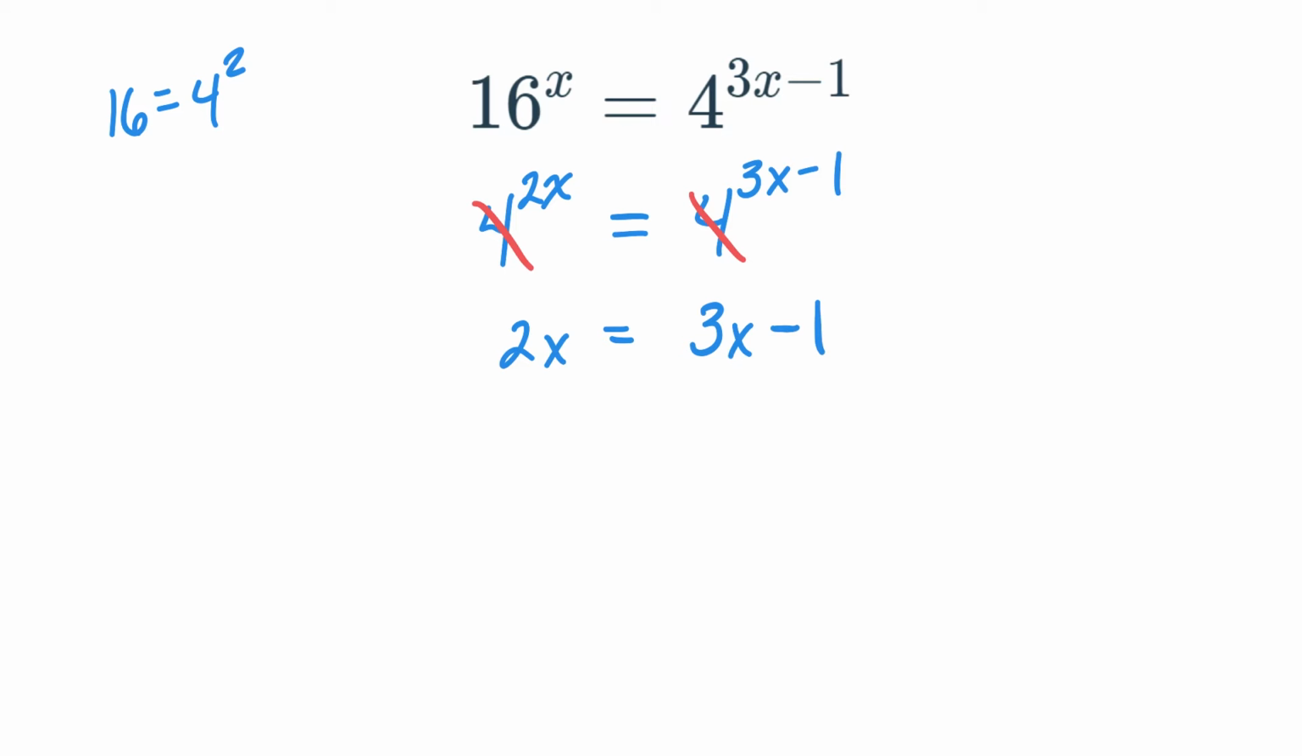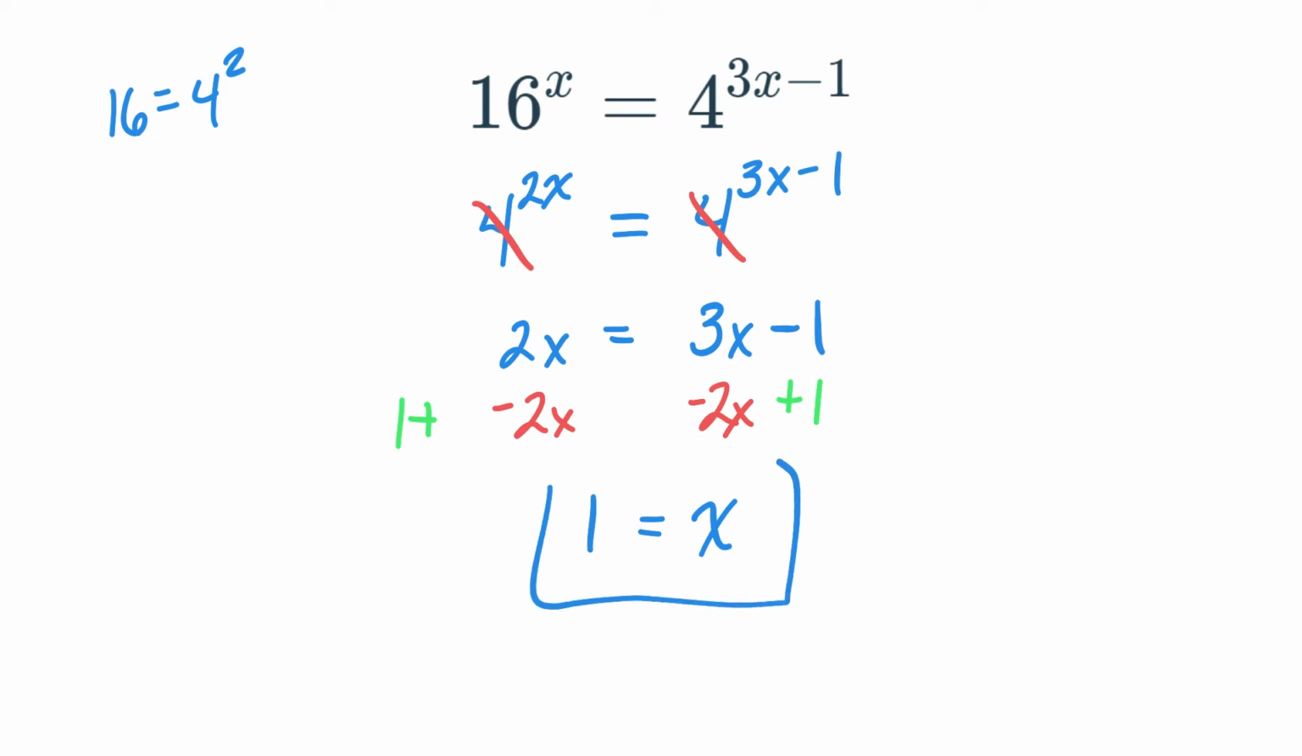And from there, we're just going to solve for x. So I move the 2x over to the 3x, and I'm going to add the 1 to the side that currently has nothing. So 0 plus 1, of course, is 1. So this is how we solve our exponential equations, excuse me.